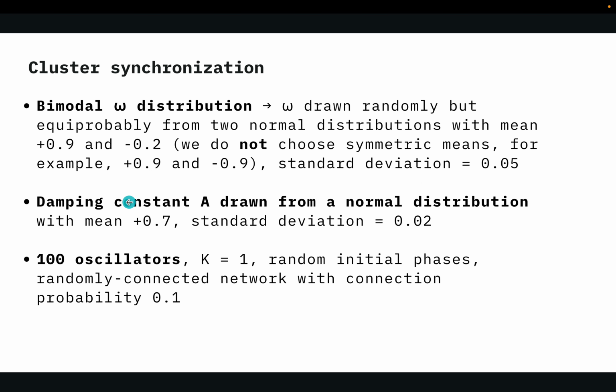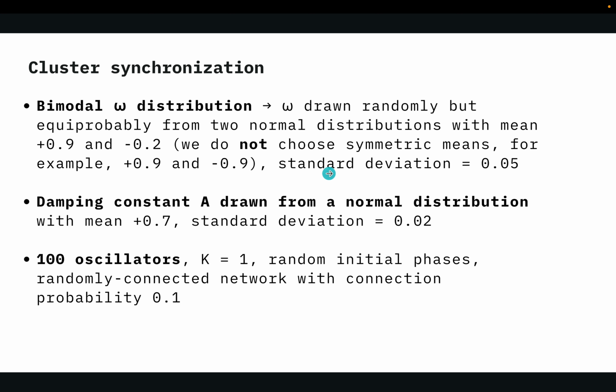So basically what you do is define two normal distributions, one with its peak at 0.9 and the other at minus 0.2, and you draw the value of omega equiprobably but randomly from both these normal distributions. I used the concatenate function in Python when doing the simulation.